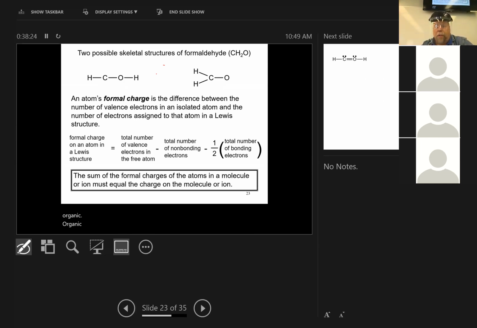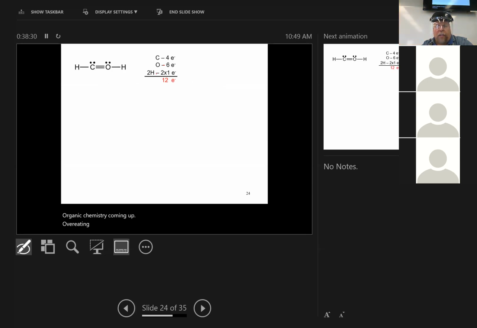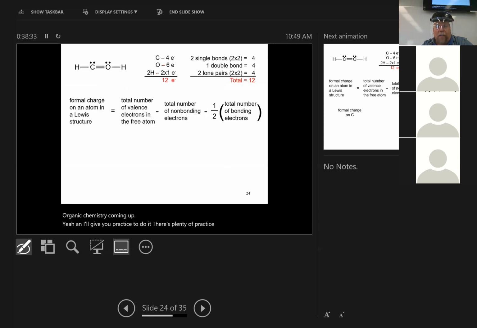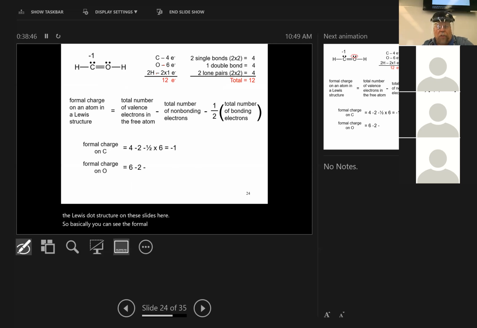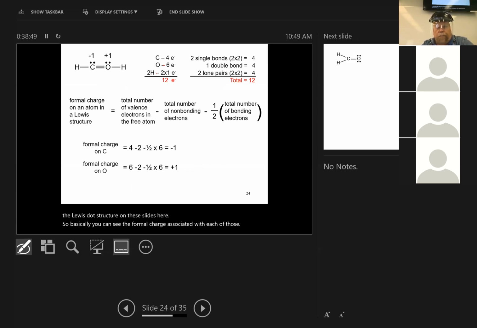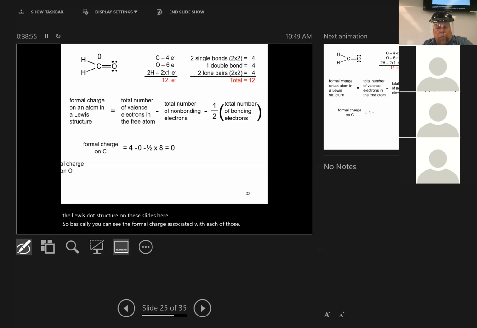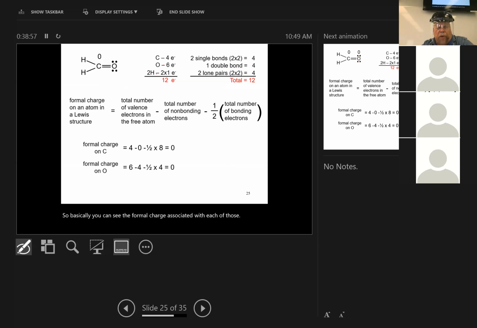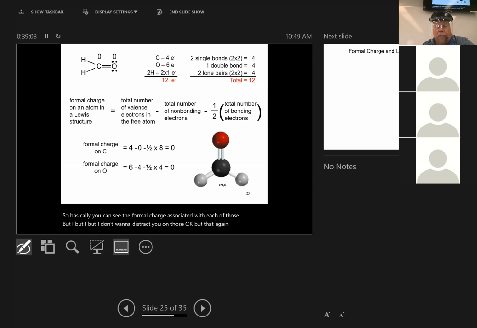chemistry coming up. So will we need to know how to find the formal charge? Yeah, and I'll give you practice to do it. There's plenty of practice for this at the end. And this is an example here of doing the formal charge for the atom and the Lewis dot structure on these slides here. So basically, you can see the formal charge associated with each of those. But I don't want to distract you on those, okay? But that again is the structure for that.